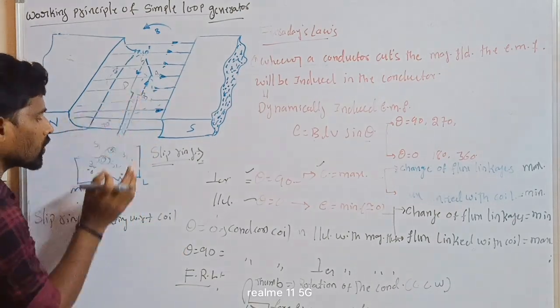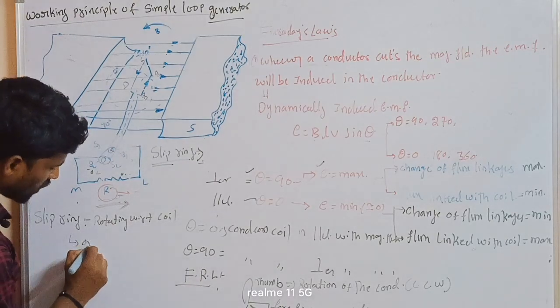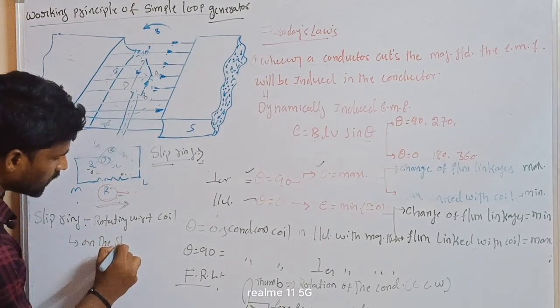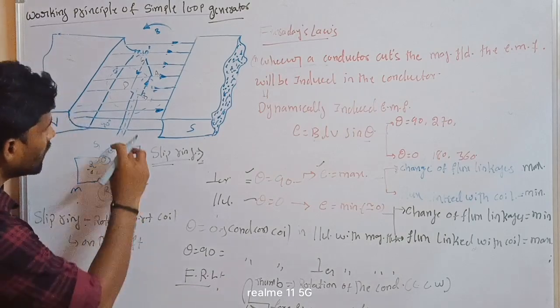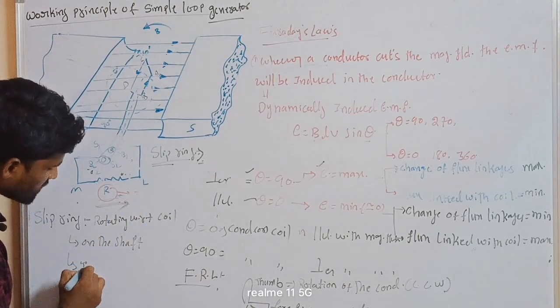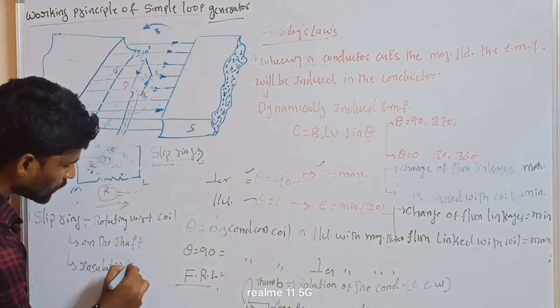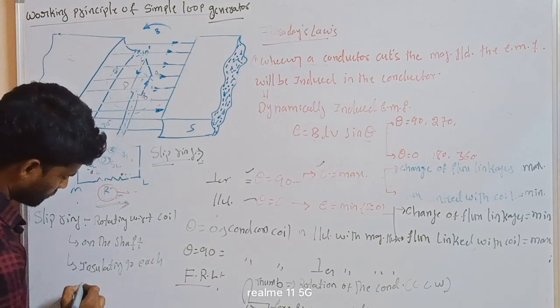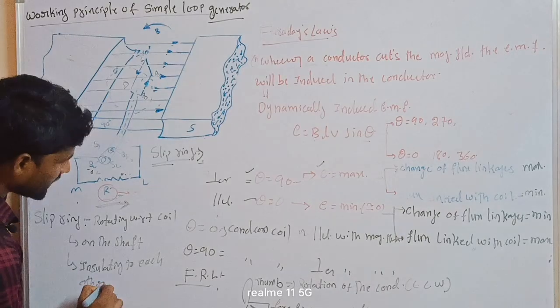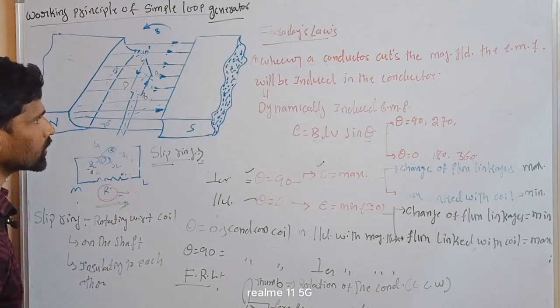Coil ఎలా అయితే రొటేట్ అవుతుందో స్లిప్ రింగ్స్ కూడా అలాగే రొటేట్ అవుతాయి. సో ఇవి ఎక్కడ స్పేస్ అవుతాయి? ఆన్ ద షాఫ్ట్. ఈ షాఫ్ట్ పైన స్పేస్ అవుతాయి. సో రెండింటికి ఇన్సులేటింగ్ టు ఈచ్ అదర్. So both the slip rings S1 and S2 are insulated from each other.